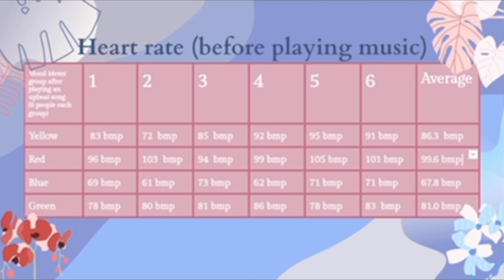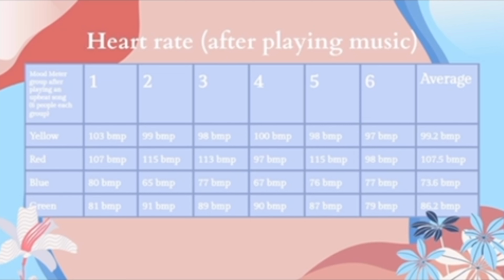In order to test our hypothesis, we decided to play upbeat music and see how every group's heart rate would react. As we can see on the table, each one is pretty designated depending on their group, and yellow and green are the most average. After playing the music, we realized that the mood meter color red, which produces anger and frustration, had the highest heartbeat average. From this, it supports our hypothesis that when you're angry, your heartbeat will be faster.